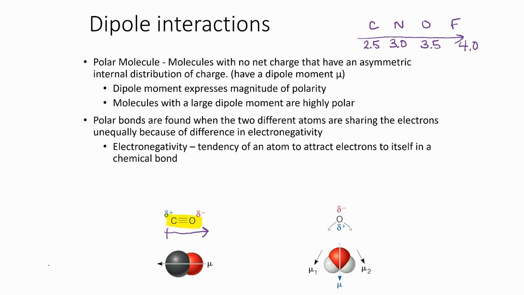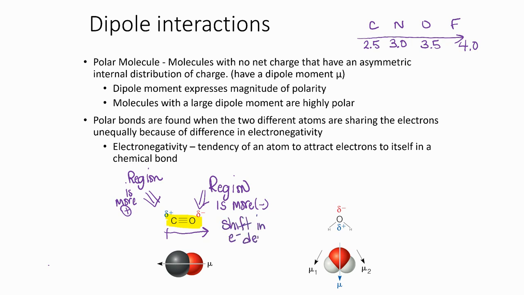So there is a region in the CO that is more negative than this other region that is more positive, because you see a shift in electron density.